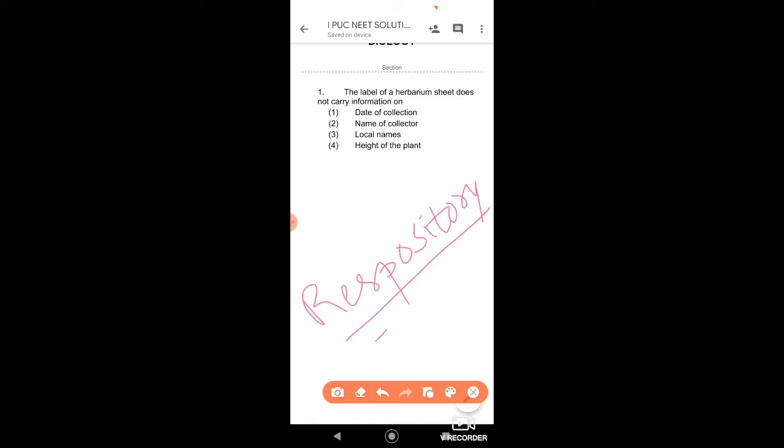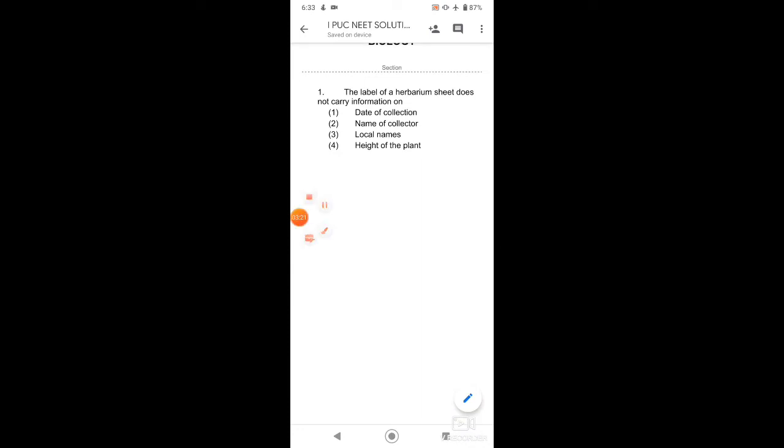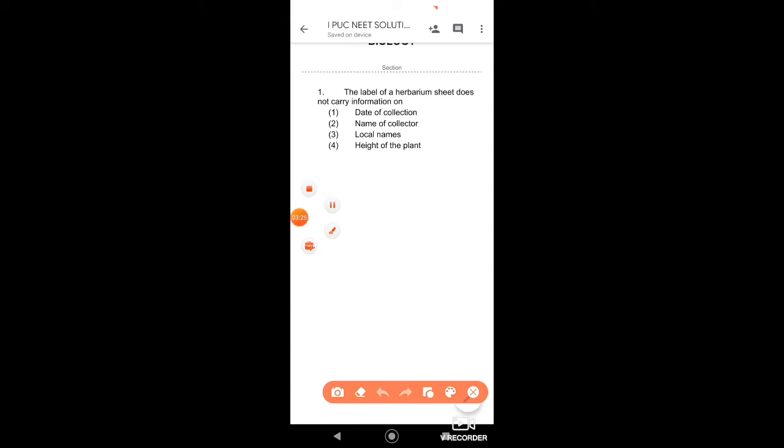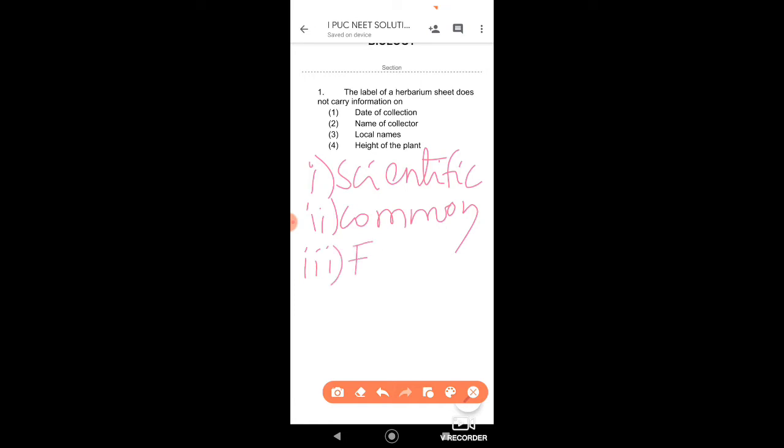Dear students, a label of 7 into 12 centimeter, which gives information, is fixed on the lower right corner of the herbarium sheet. Here we give the following information. Firstly, the scientific name of the plant. Secondly, the common name. Thirdly, we also write the family of the plant.